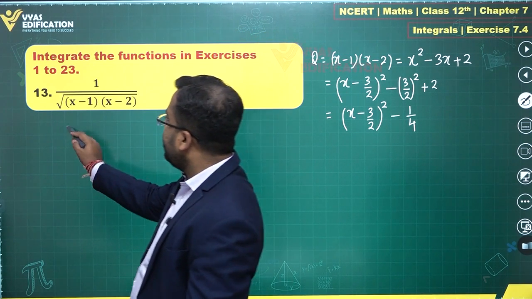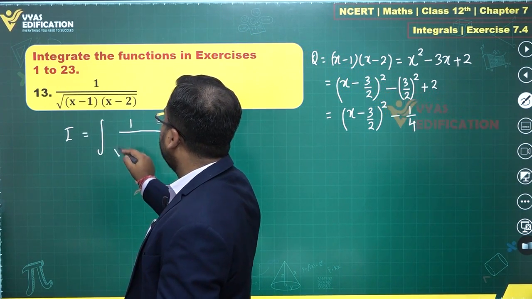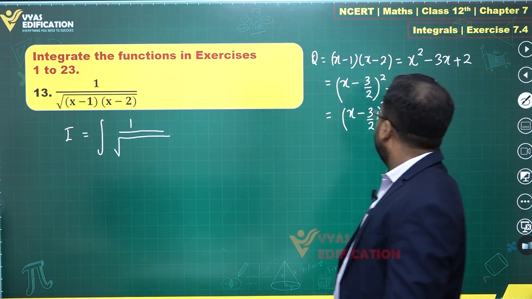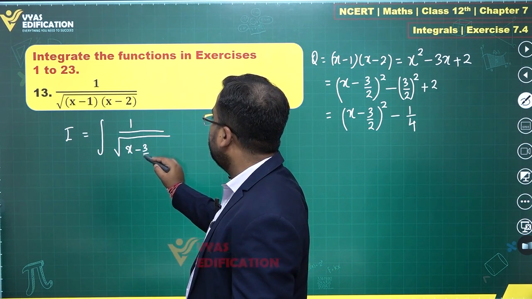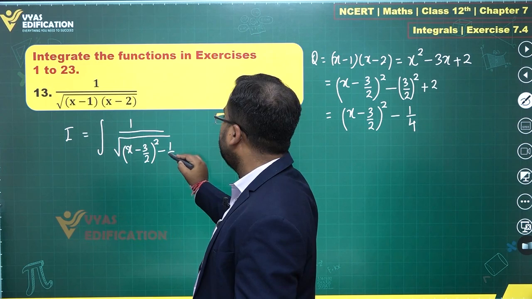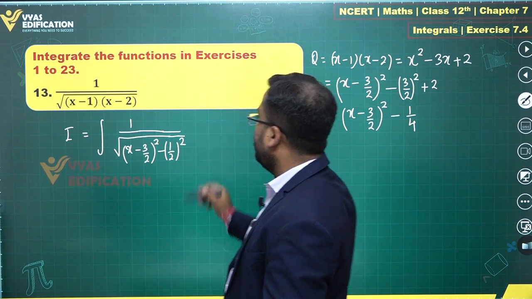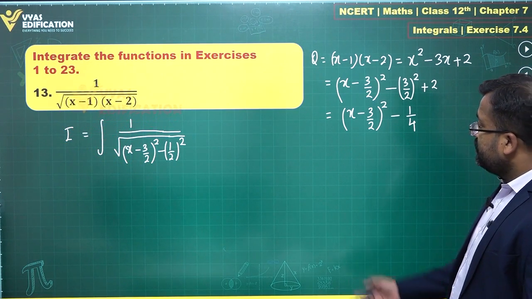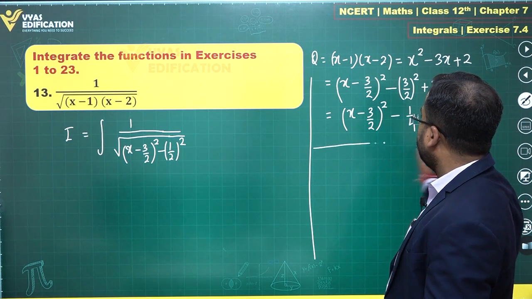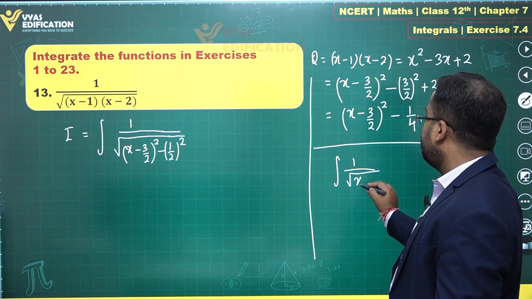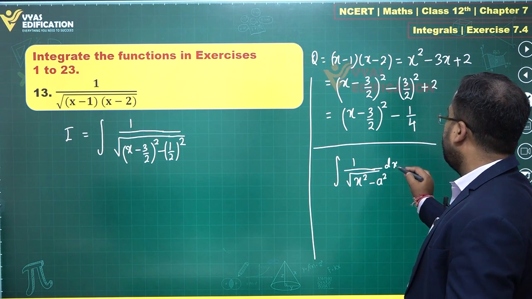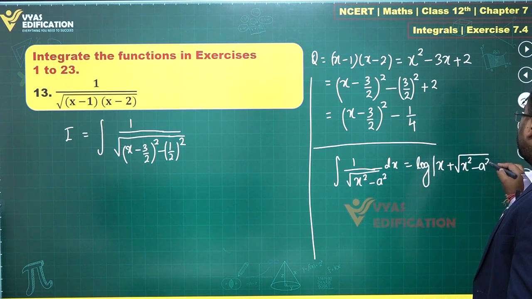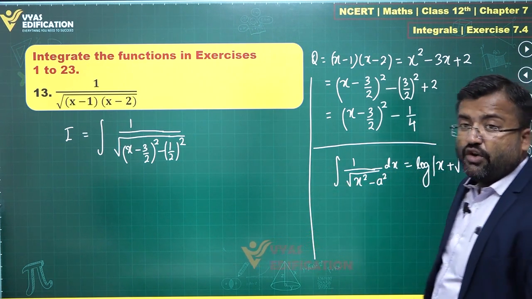So, I can write, therefore, I is equal to integral of 1 upon under root of x minus 3 by 2 square minus 1 by 2 square. This is what you have, right? If you observe this carefully, the next thing we'll do is use the formula, and what formula am I talking about? I'm talking about this one, integral of 1 upon root x square minus a square. This will convert to log modulus of x plus under root of x square minus a square plus constant. This is what you have, right?